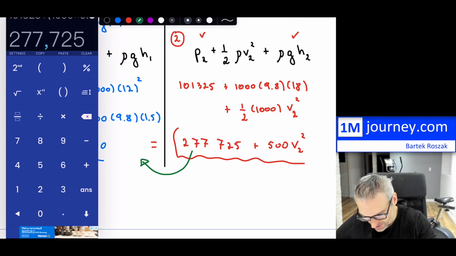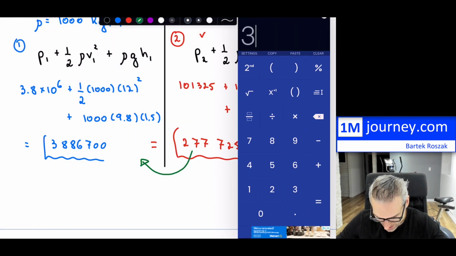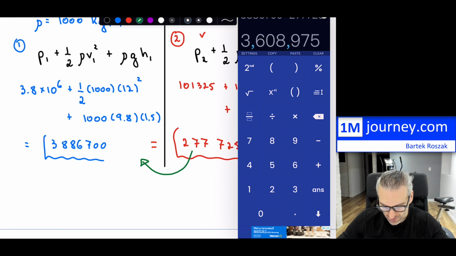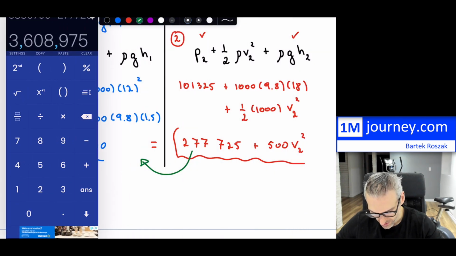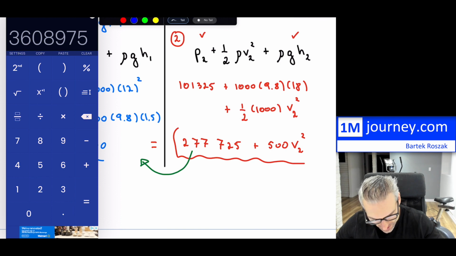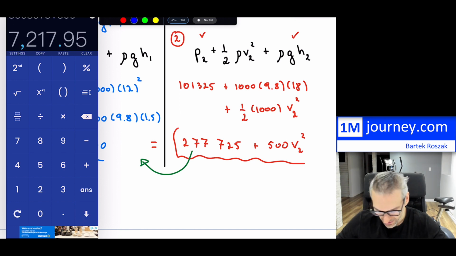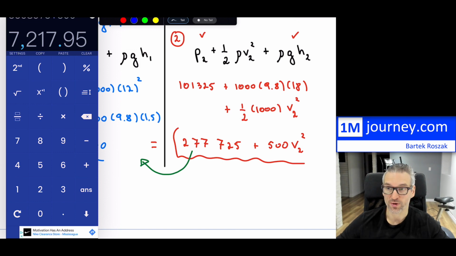So if I take these numbers within here, let me take 3886700 minus 277725. All right, so that's now on the left-hand side there. So this is what I would have. And this would have been divided by, so now notice I'm going to take this answer and divide this by 500, because I want to be able to solve. So this divided by 500 is that. And now I want to take the square root because I want to be able to find out what that V2 is. So ultimately this is what I'm after.